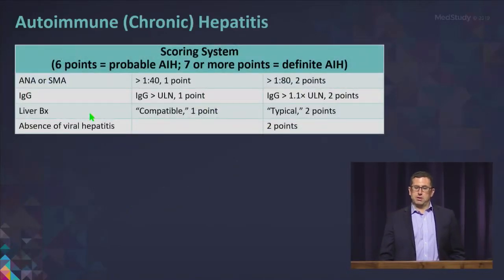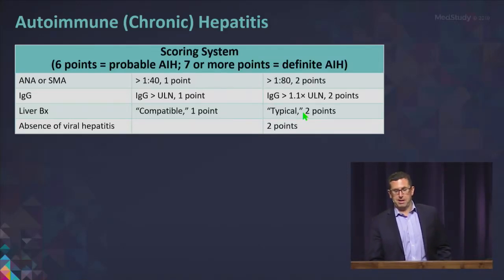This is just a slide showing a scoring system to try and figure out how likely it is that somebody has autoimmune hepatitis. So here's the ANA and the smooth muscle antibody. The higher the titer, the more points you get. IgG levels, if you have an elevated IgG, the higher the elevation, the more points you get. If the liver biopsy is more consistent, I mean, that's pretty obvious, you're going to be more likely to have autoimmune hepatitis.